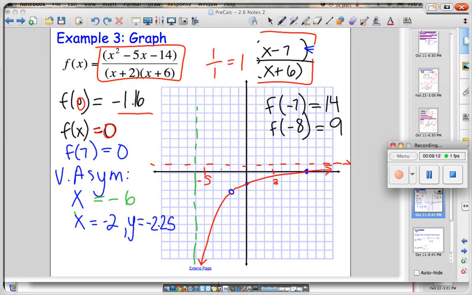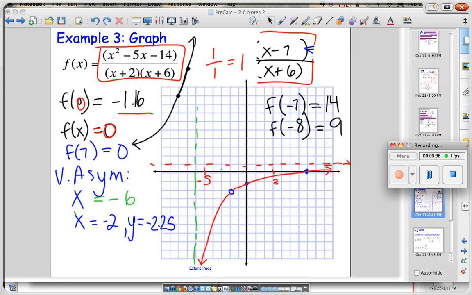So it looks like when I plug those in, I get -7, 14. So I'm going to be way up here. And then -8, 9 is right in here. So I'm starting to see the picture of my graph. It's going to look something like this. So there's your complete graph.